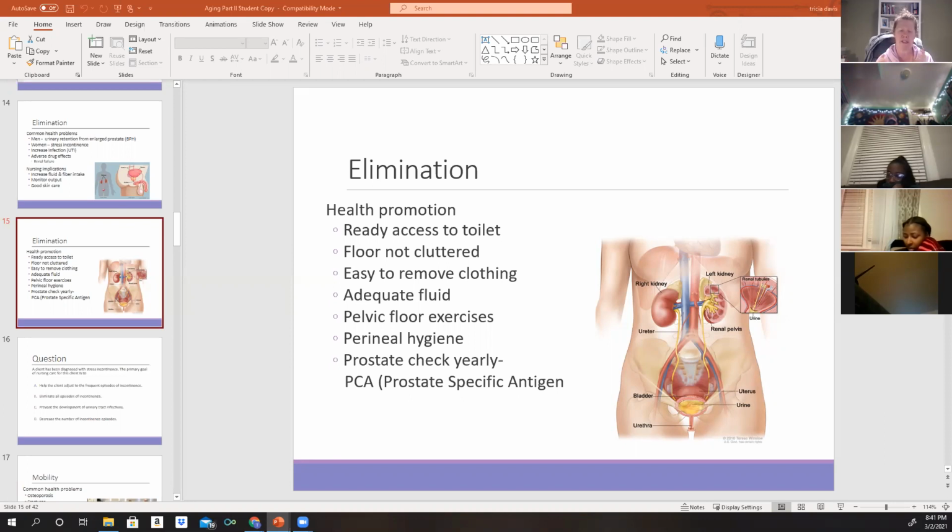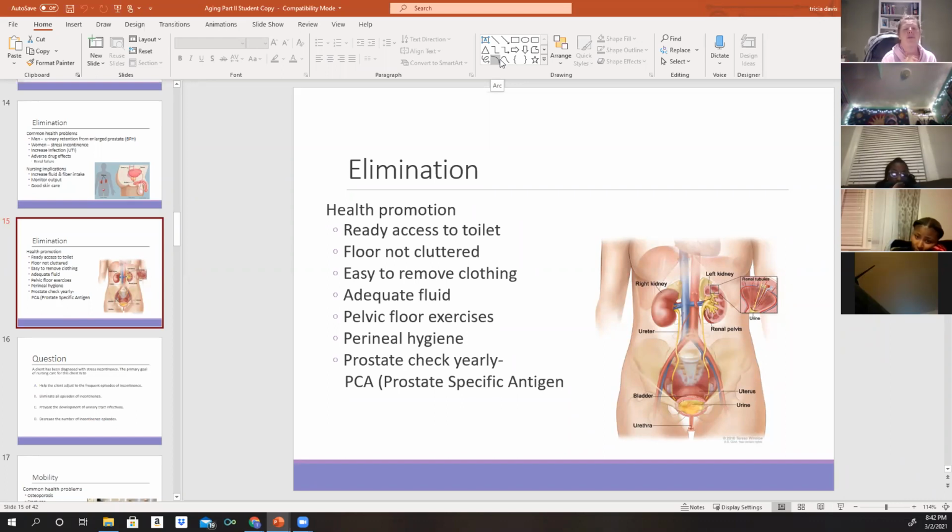Also telling our patients to drink more during the day when they're up. Maybe they want to stop drinking by 8 or 9 o'clock at night, a couple hours before they go to bed, so that way they are not up all night going to the bathroom. We can encourage them to do pelvic floor exercises, Kegels, to help build those pelvic floor muscles.